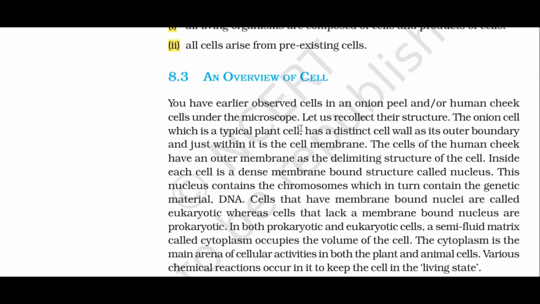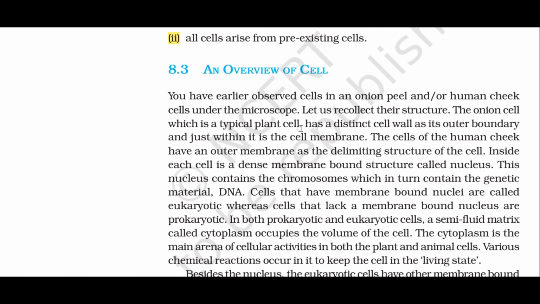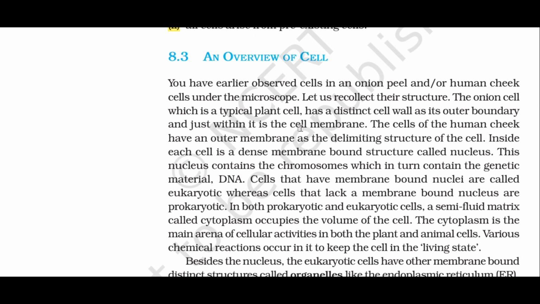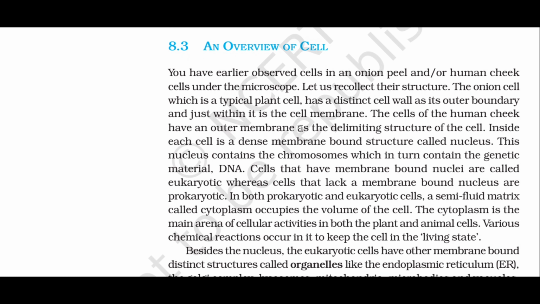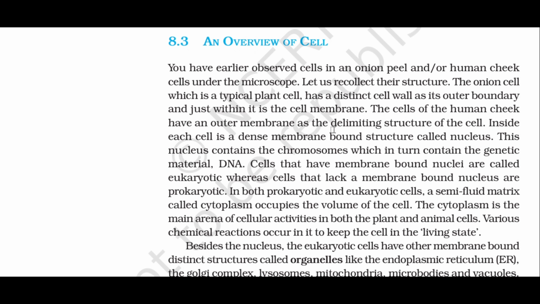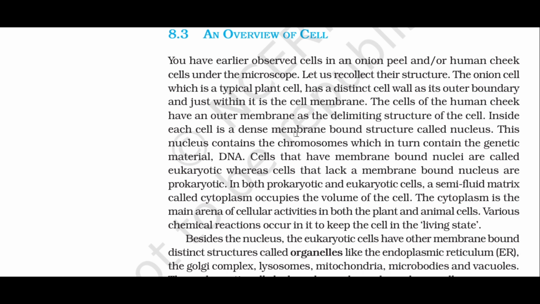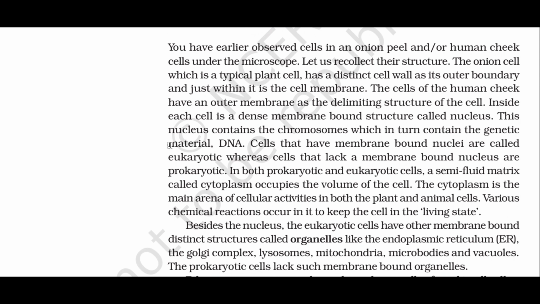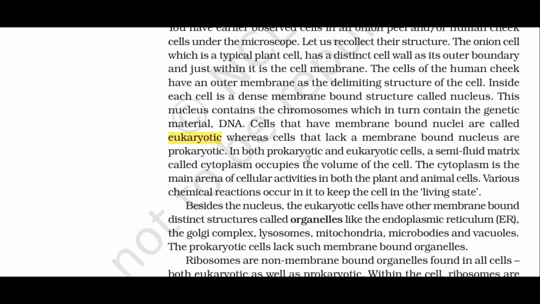The onion cell, which is a typical plant cell, has a distinct cell wall as its outer boundary and just within it is the cell membrane. The cells of the human cheek have an outer membrane as the delimiting structure of the cell. Inside each cell is a dense membrane-bound structure called nucleus. This nucleus contains the chromosomes which in turn contain the genetic material, DNA. Cells that have membrane-bound nuclei are called eukaryotic, whereas cells that lack a membrane-bound nucleus are prokaryotic.